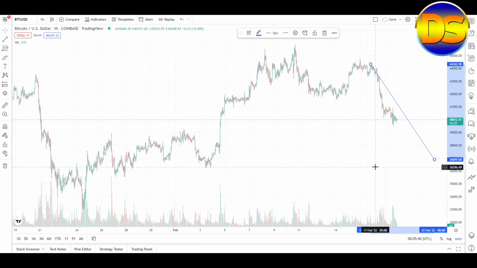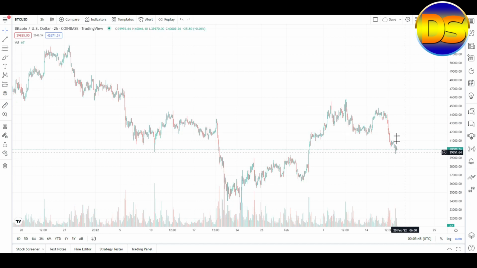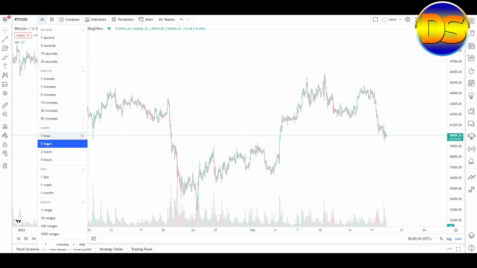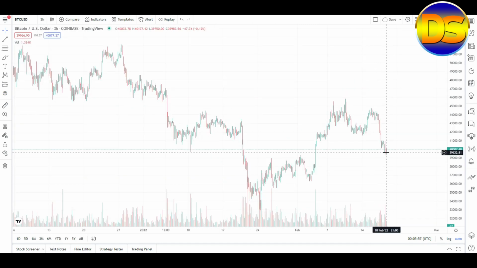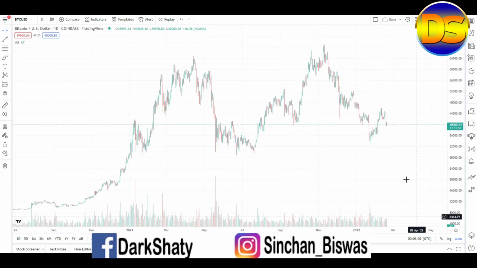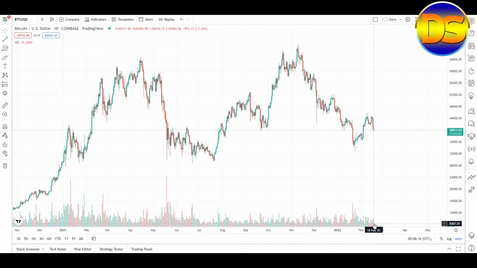Now if you go down and see this 2 hour graph, you can see this almost is going down. 3 hours it's going down. So next on 19th, today is 18th February, and 19th February is going down, 19th February must be going down. So my prediction is going to that place.